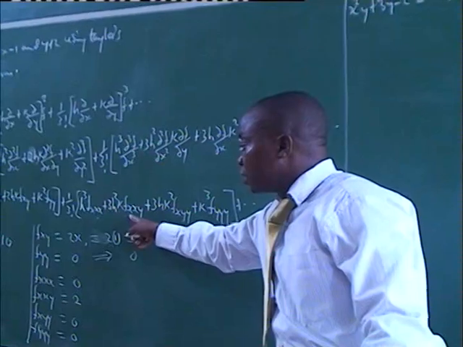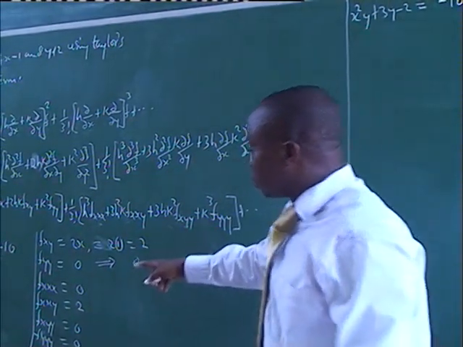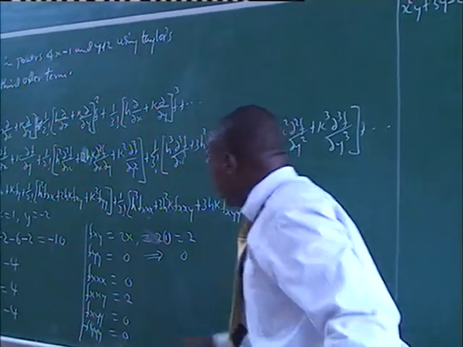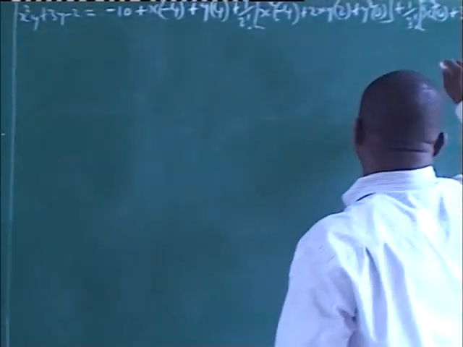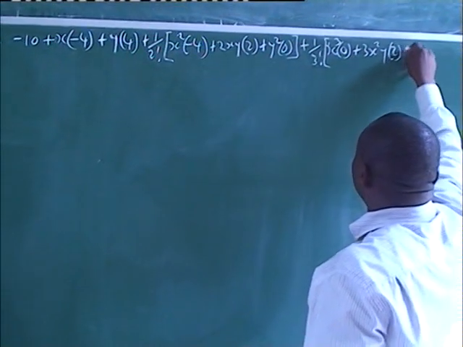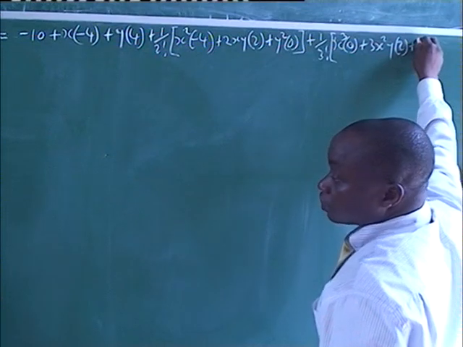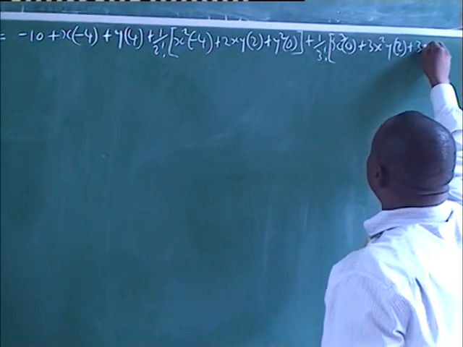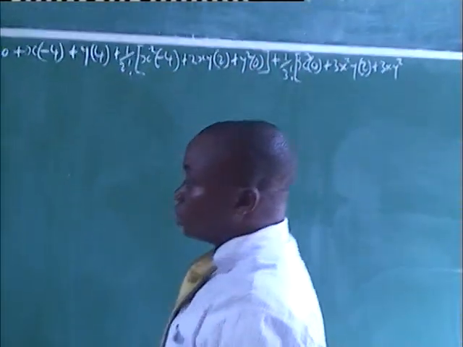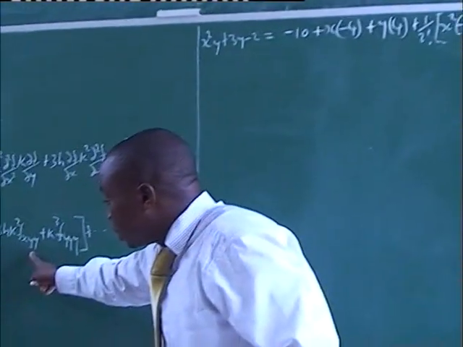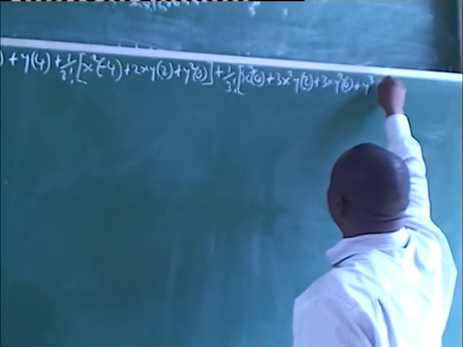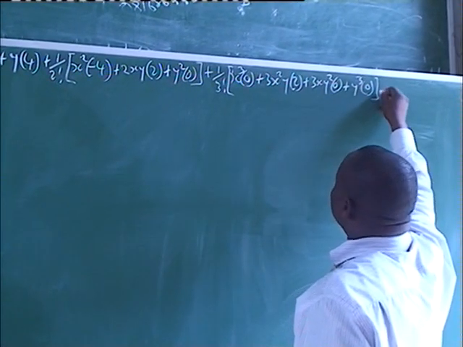Now look at the cross partial. Going to the cross partial, we have 2. The cross partial there is 2, so we have 2 plus. Then we have 3 again, 3xy squared. Now here we have 0, plus y cube, and then we also have 0.